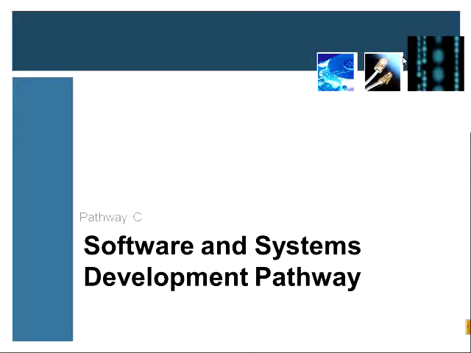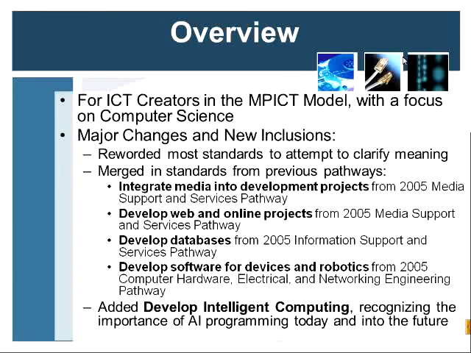Well, third pathway is software and systems development. This is really, in the MPIC model, the highest, the creator portion of it, or really what would be the traditional computer science, where all of this started from. Some of the major changes that we have here is that we reworded, again, a lot of the standards that were there to try to follow where industry is in doing this. I did a lot of talking to many people in many different fields and interviewing them and asking them, what do you need to know for your type of job?